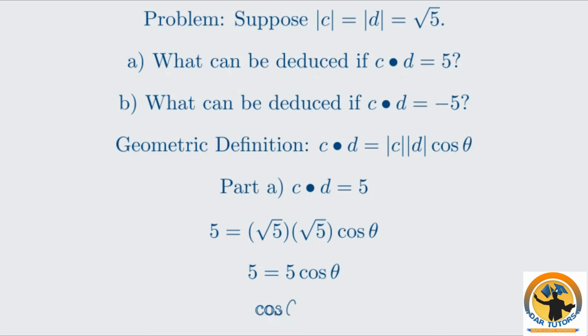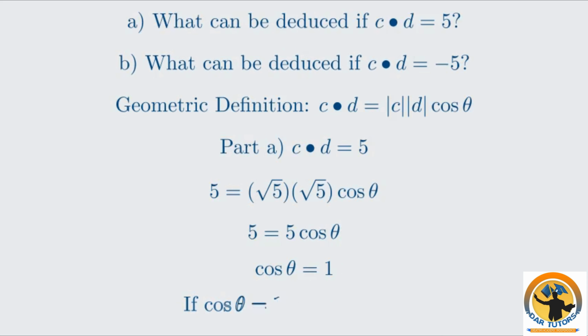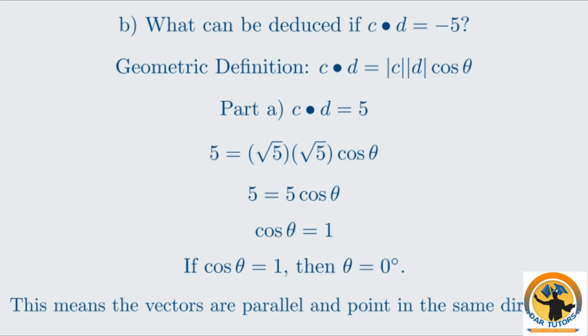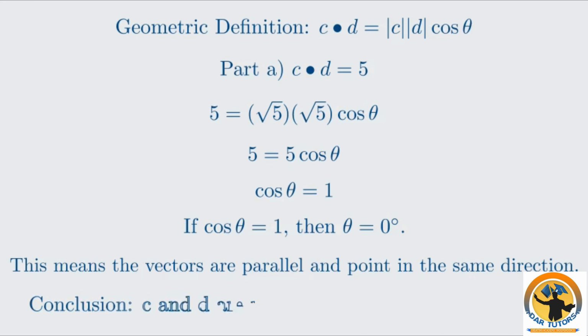Dividing by 5, we get cosine theta equals 1. The only angle between 0 and 180 degrees whose cosine is 1 is 0 degrees. An angle of 0 degrees means the vectors are parallel and point in the same direction. So we can deduce that C and D are parallel and have the same direction.